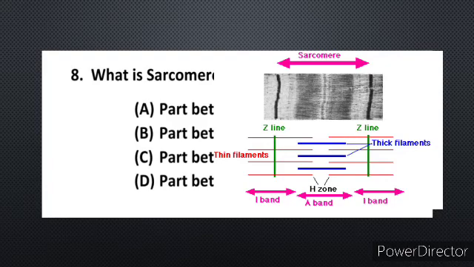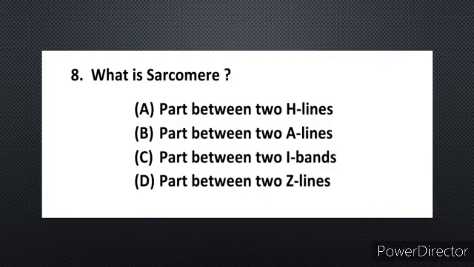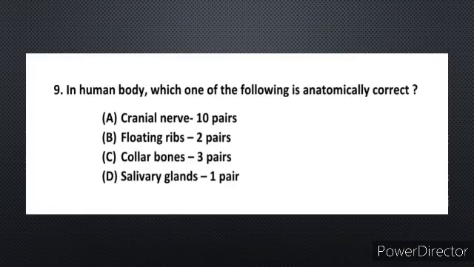In the I band, which is the light band, in the center of the I band, it contains a line called the Z line. So it is an alternating arrangement. The region present between one Z line and another Z line is the sarcomere. So sarcomere is the region between two Z lines. Understood? So the answer is part between two Z lines.